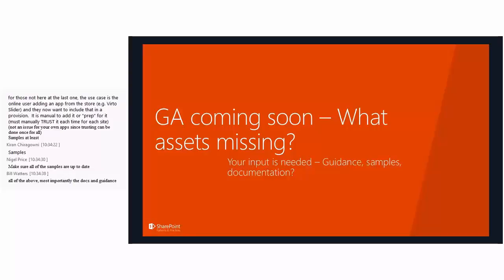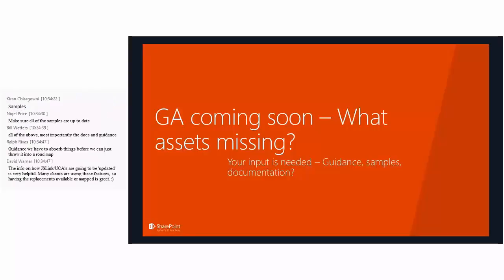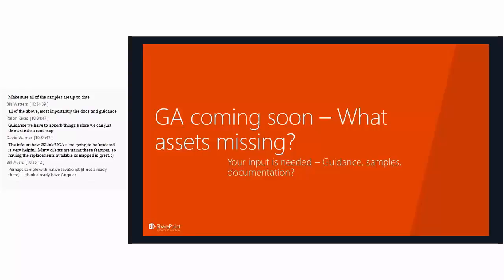Docs and guidance. Now, on the docs and guidance, what docs and what guidance is really the key. On David's point, the info on how JS-Link user custom actions are going to be updated is very helpful. We don't have that info yet, so that's in the backlog, like mentioned. That's in our roadmap. And yes, whenever we are planning to release that one, the JS-Link and user custom actions, yes, we'll address that. Right now, the GA is for client-side web parts, and that's going to happen relatively soon.